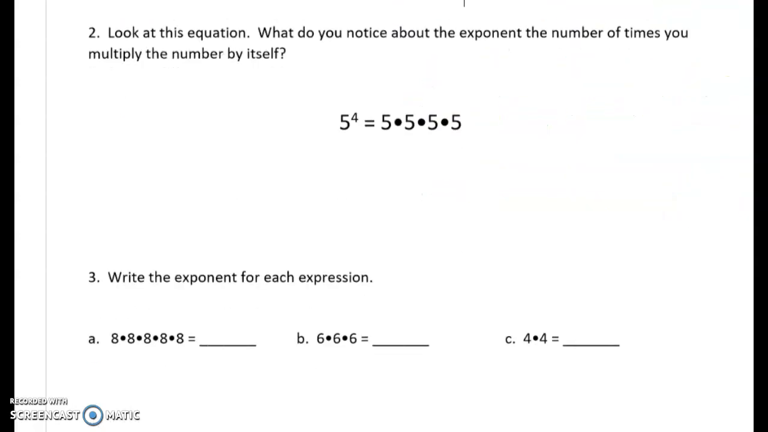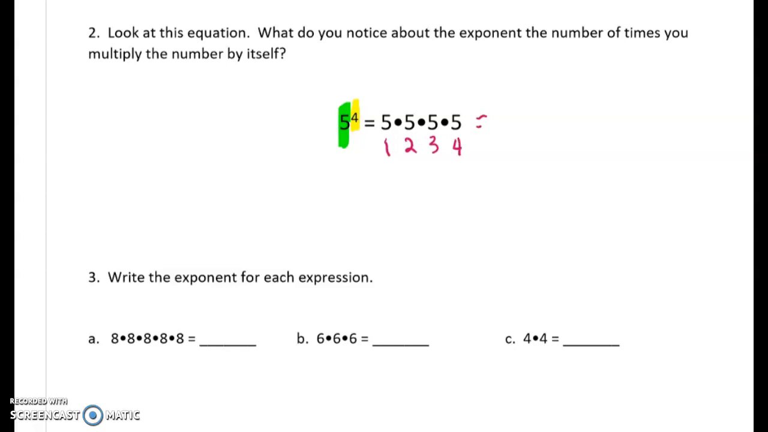So in number 2, look at this equation and what do you notice about the exponent? The number of times you multiply the number by itself. Well, we've talked about the base number. So in this case, it's 5. And the exponent here is the 4. So I'm going to take 5 and multiply it by itself 4 times. 1, 2, 3, 4 times.